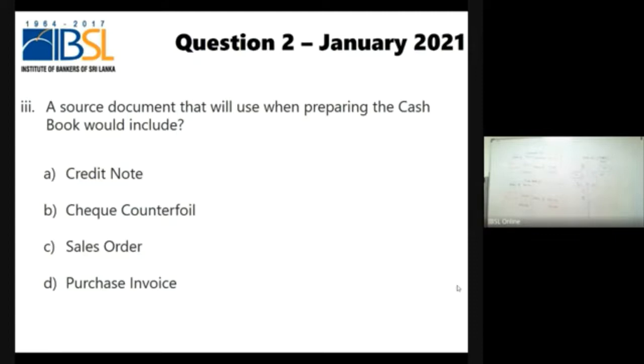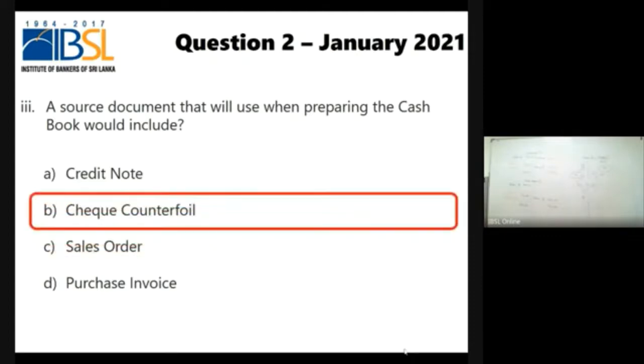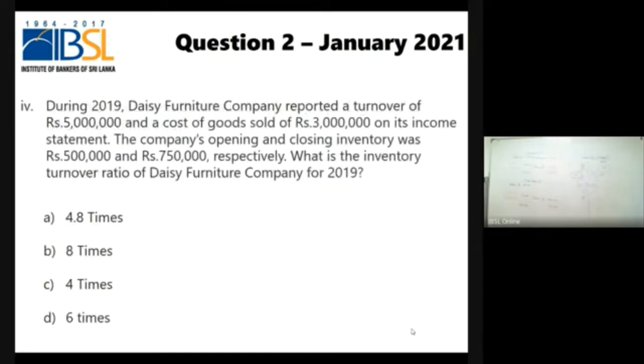Let's look at C, sales order. Sales order has nothing to do with the cash book. Sales order is where you are placing an order for sales. Purchase invoice, it's just the invoice. For the invoice, you don't do anything. The invoice will come into effect only when you make the payment. So the answer is cheque counterfoil. Okay. Next one.